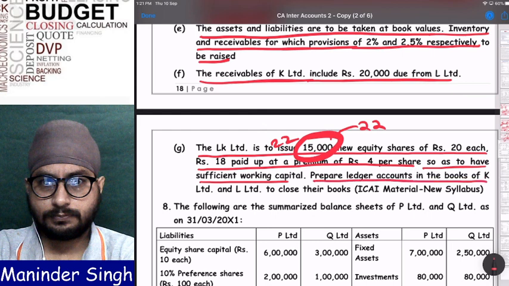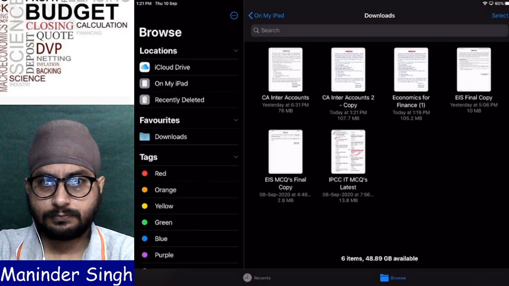Prepare ledger accounts in the books of K Limited and L Limited to close their books of accounts. Clear? So this is a very simple problem. Little bit, in purchase consideration, you might get confused. So it is difficult to complete now. We will continue tomorrow. Clear? We'll continue the problem tomorrow.